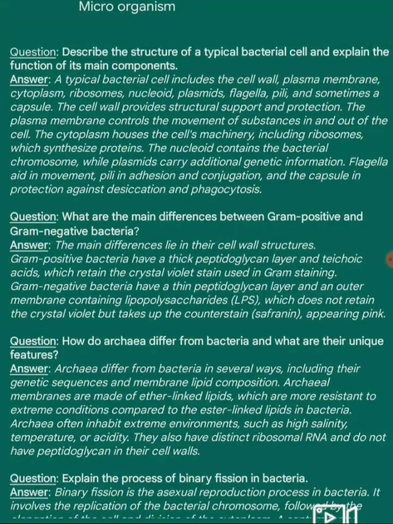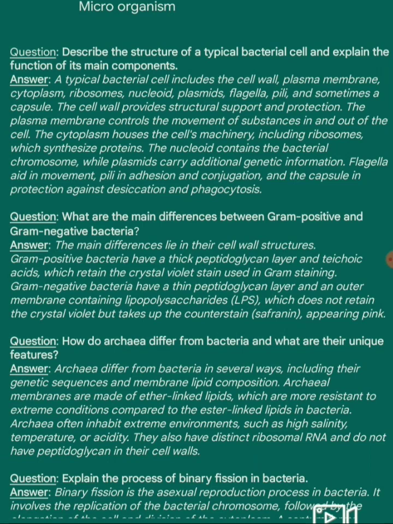Question 1. Describe the structure of a typical bacterial cell and explain the function of its main components. Answer. A typical bacterial cell includes the cell wall, plasma membrane, cytoplasm, ribosomes, nucleus, plasmids, flagella, villi, and sometimes a capsule. The cell wall provides structural support and protection.